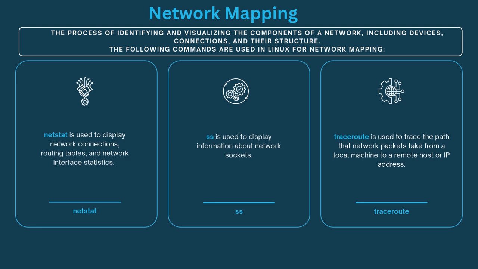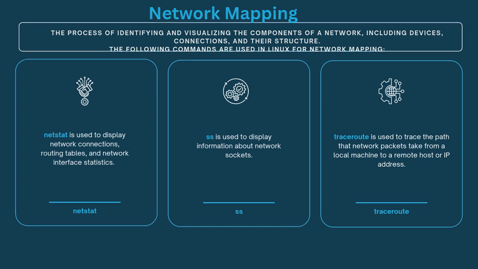In Linux, Netstat and SS help you see live connections and open ports. Traceroute shows how packets travel across the internet to reach a host, which can uncover firewalls and routers along the way. These tools are essential for mapping both internal and external networks.